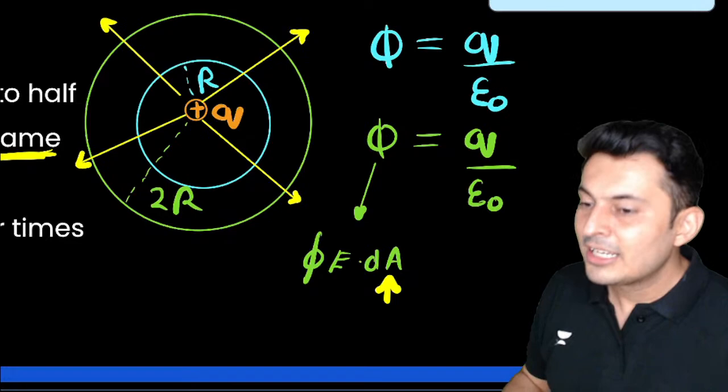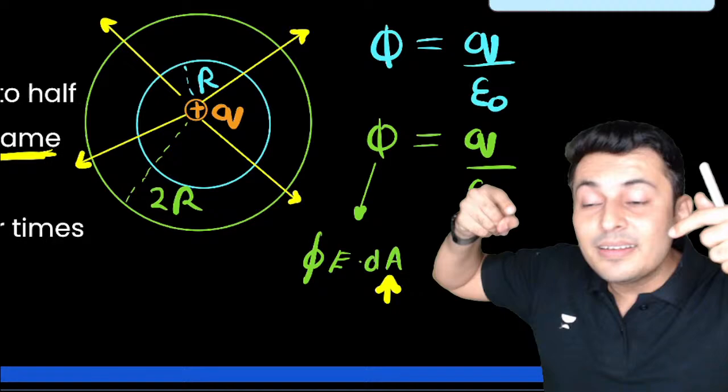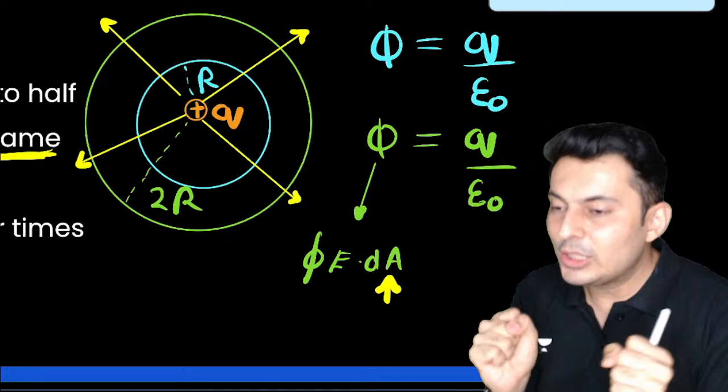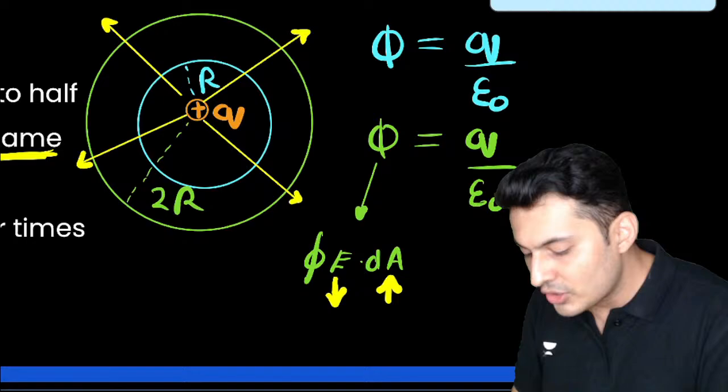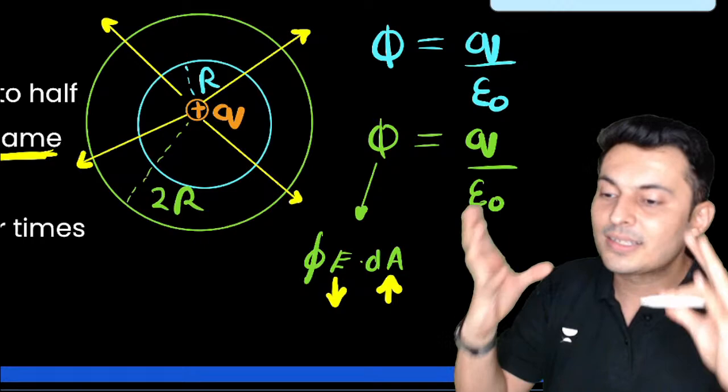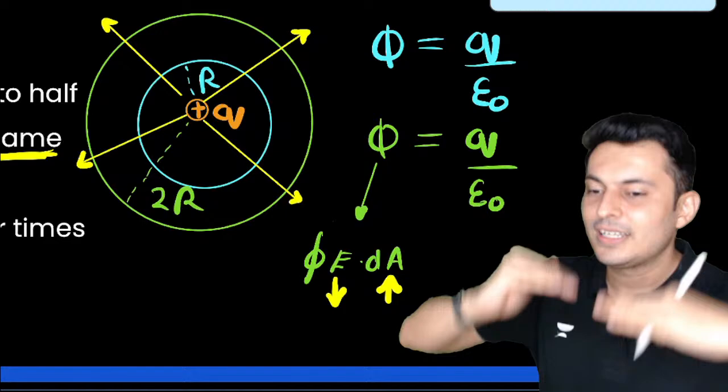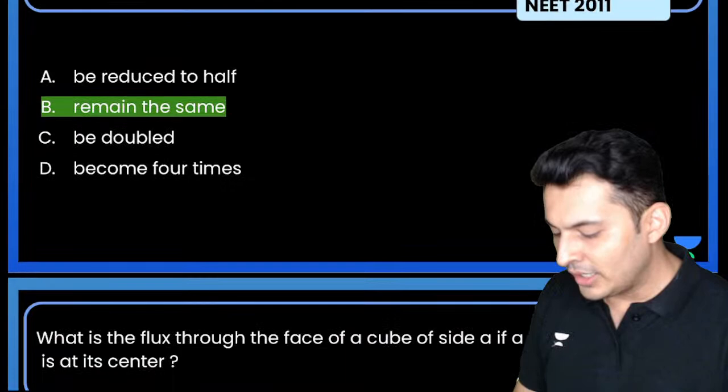But did you also think that when area increased, at that location, the field strength reduced? When you go far away, the strength of that field has reduced because the lines are going far away. So the electric field has reduced. They have compensated each other, and that is the reason the flux remained the same, neither increasing nor decreasing. Beautiful question, guys. Moving on to the next one.